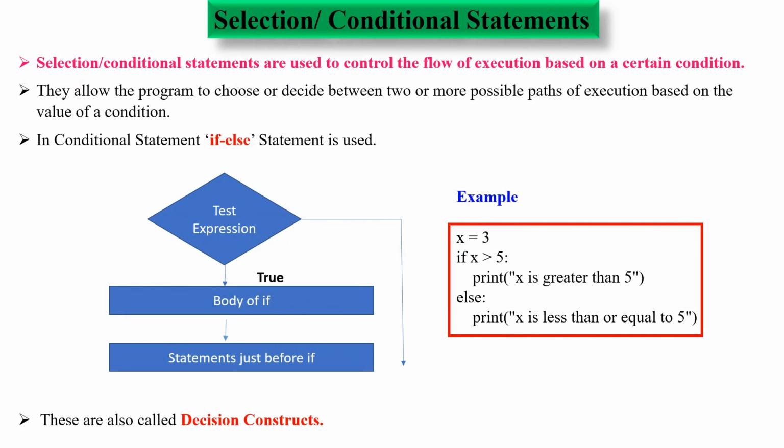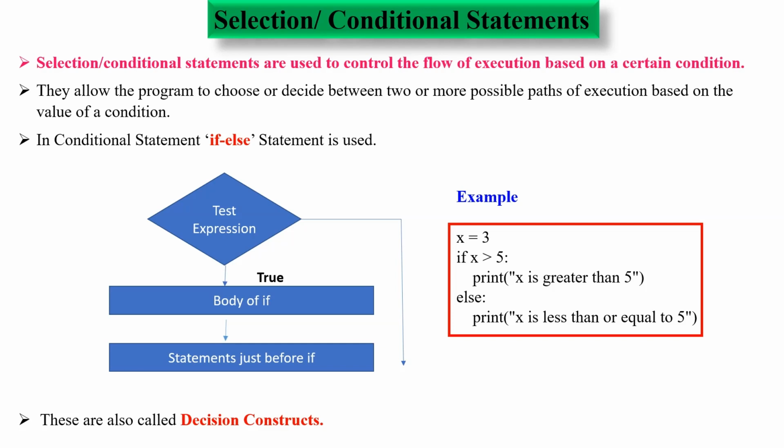In Python, selection or conditional statements are used to control the flow of execution based on a certain condition. They allow the program to choose or decide between two or more possible paths of execution based on the value of a condition. In conditional statements, the if-else statement is used. In this picture, the body of the if statement will be executed if the test condition evaluates to true, otherwise the body of else will be executed. These are also called decision constructs.